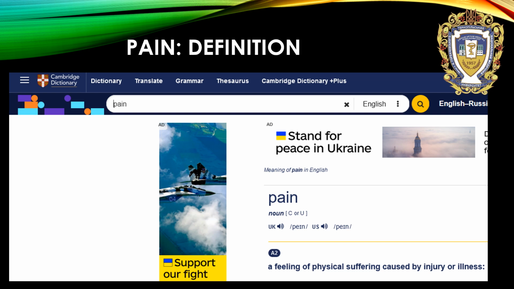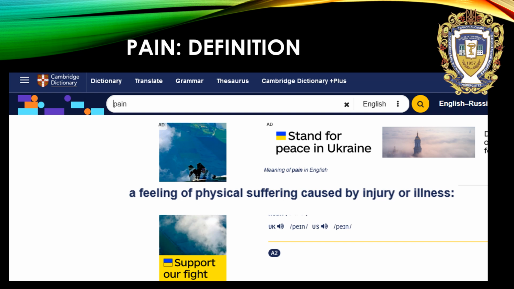At first, let's give a definition. What does pain mean? According to the Cambridge Dictionary, pain is a feeling of physical suffering caused by injury or illness.